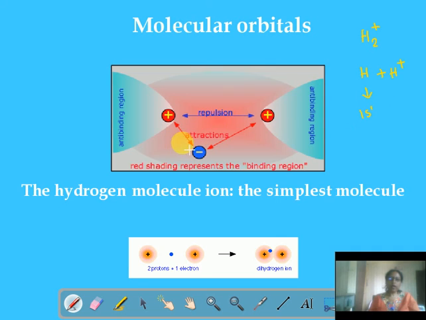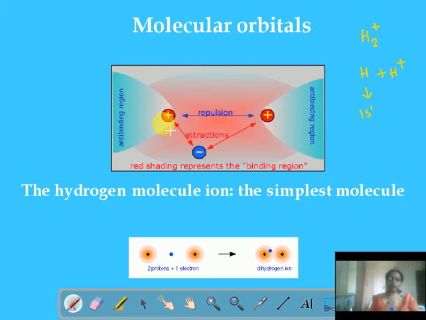You see here we have shown this plus sign, which denotes the proton, and this is the electron present in the molecule. Between these two nuclei which are positively charged, there will be a repulsion. And between the nucleus and the electron, there is an attraction force, and this way there is the formation of the bonding and antibonding region.